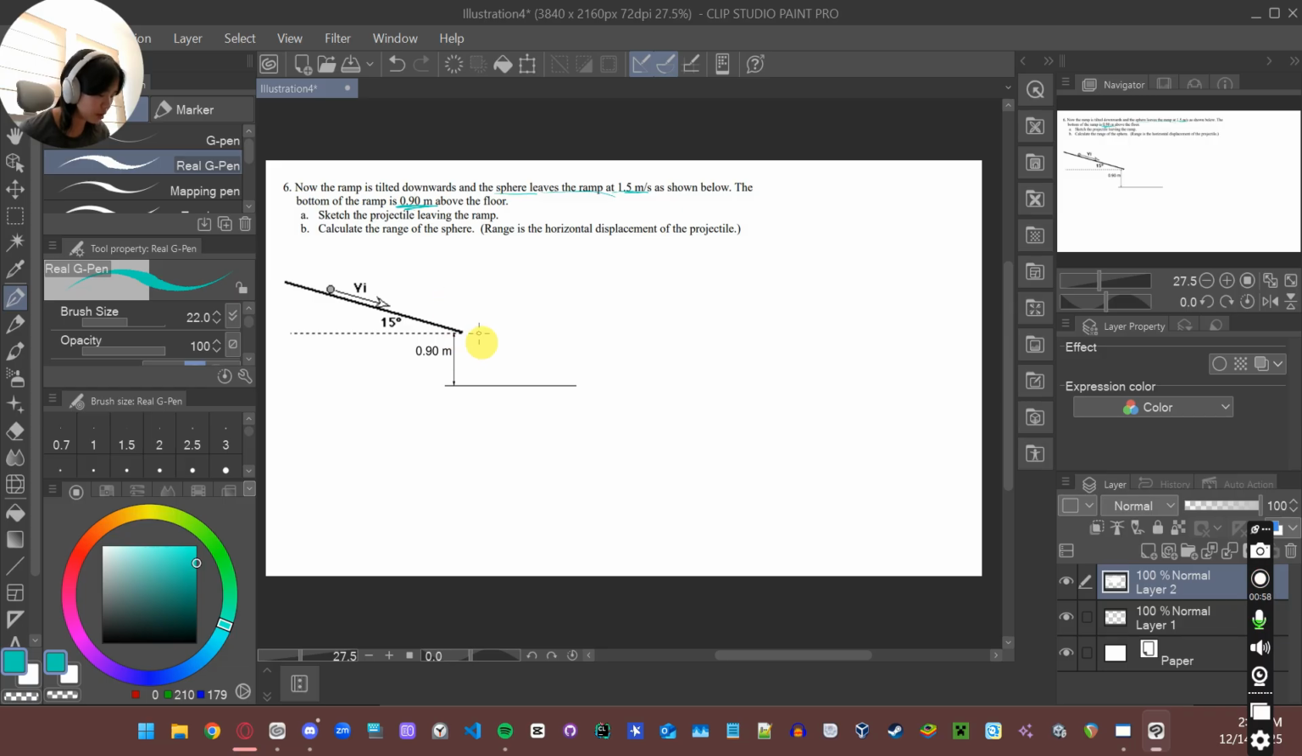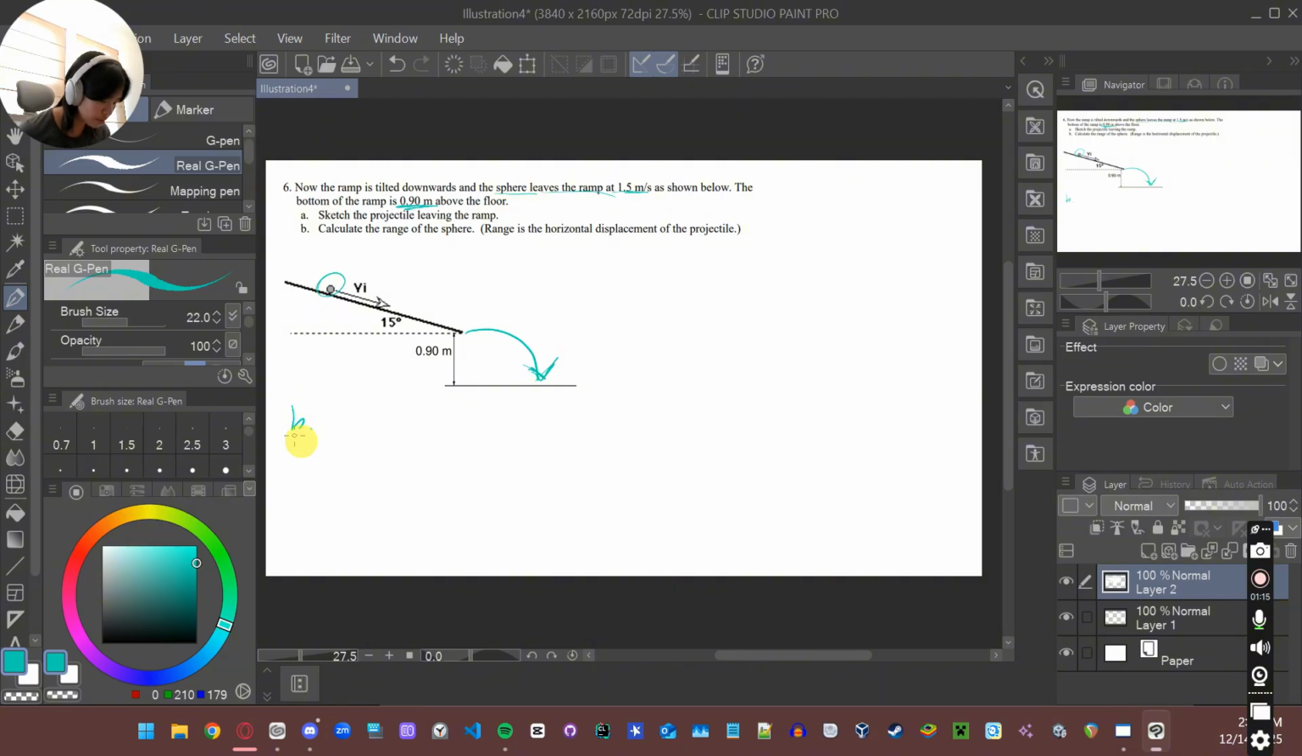To sketch the projectile leaving the ramp, we know that this is a projectile motion question, so the only force acting on this ball right here is gravity. So it's going to go in a down-facing parabola like so.